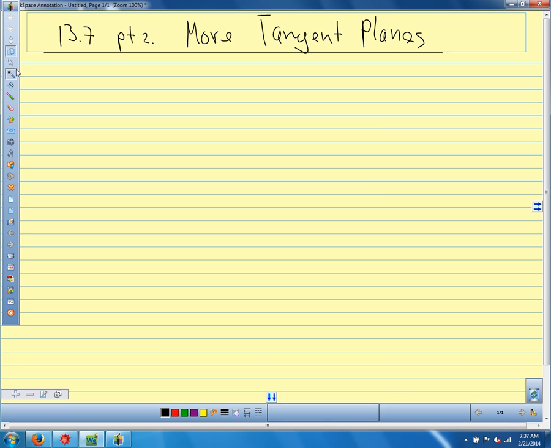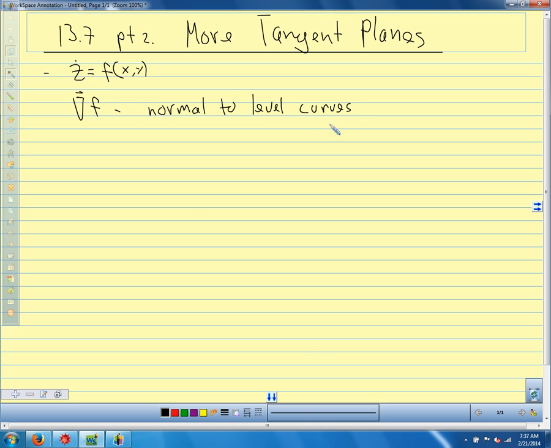All right, so quick review of major concepts. So if we have z equals f of x, y, del f is normal to level curves. Del f points in the direction of maximum rate of change.